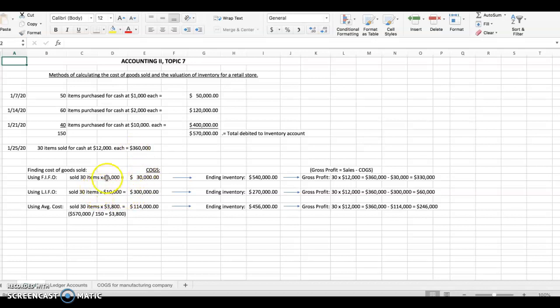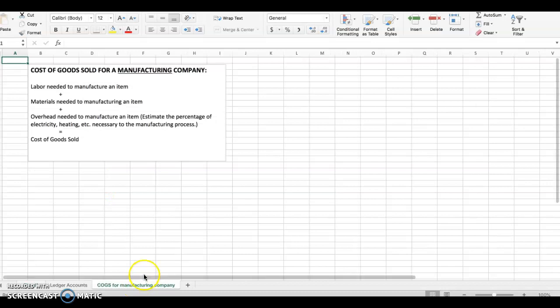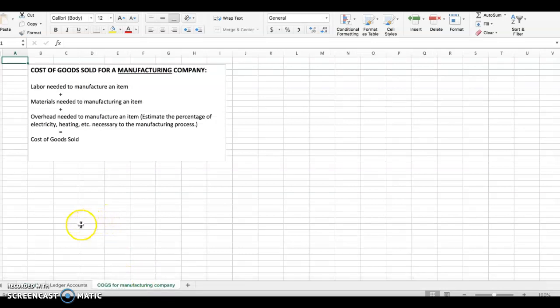So we're not going to do many problems with this, but I do want to show you this part of the screen. This is how the cost of goods sold is figured for a manufacturing company. And it consists of three things. And again, we're not going to have problems with this so much, but I do want you to understand these three things that go into determining the cost of goods sold for a manufacturing company.